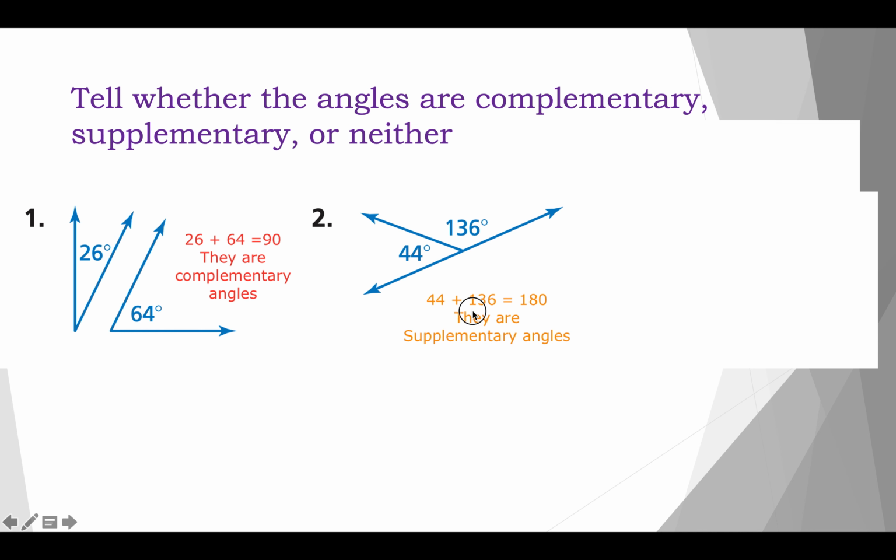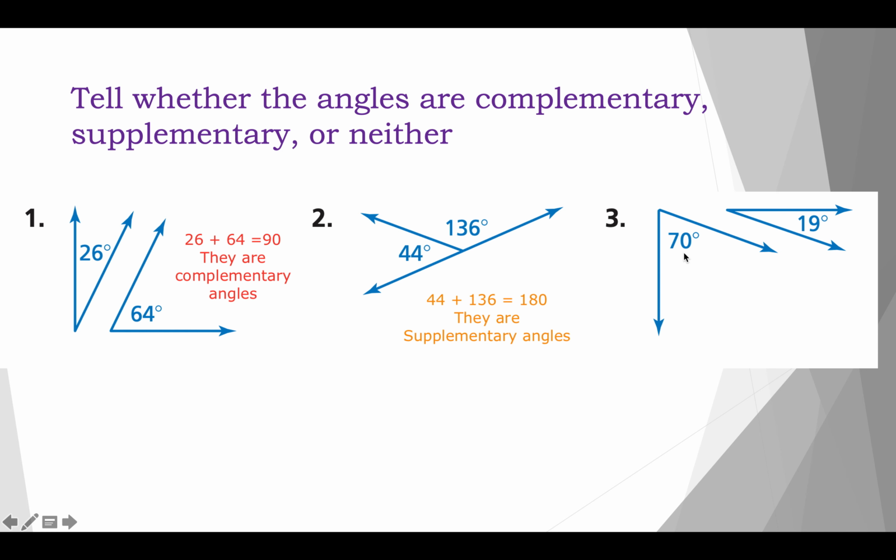Let's see one more question. 70 and 90. Again, we need to add them. 70 plus 90, which is 160. It is not 90, it is not 180, which means it is neither. Let's go to another one.